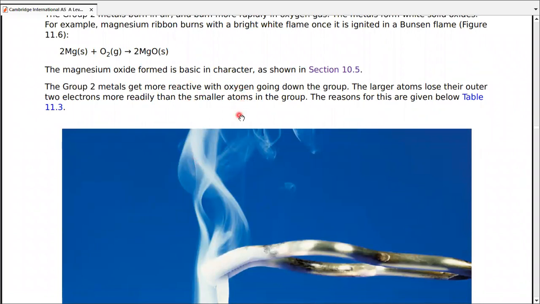Magnesium oxide is basic in character, so we can dissolve it in water. It's a little bit soluble in water. It gives a slightly alkaline solution, with not a very high pH, but definitely more than 7, and it's also considered as milk of magnesia. I hope you remember that we have also discussed it as a remedy for stomach acidity or indigestion. That was part of IGCSE previously, so everything here can be considered a prerequisite. Group 2 metals get more reactive with oxygen going down the group. The larger atoms lose their outer two electrons more readily than the smaller atoms in the group.